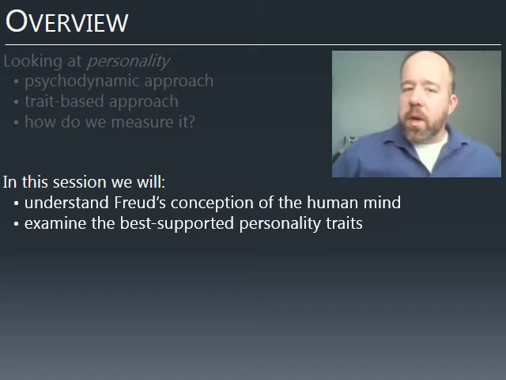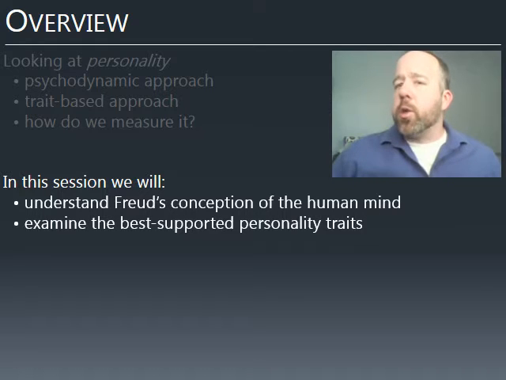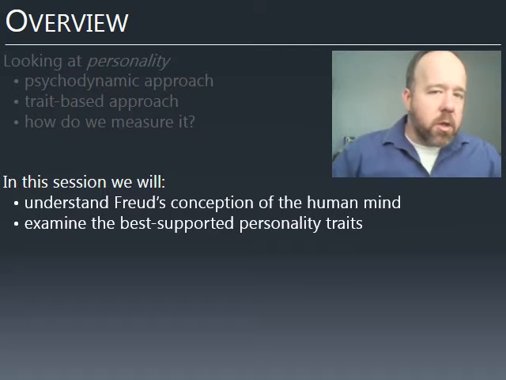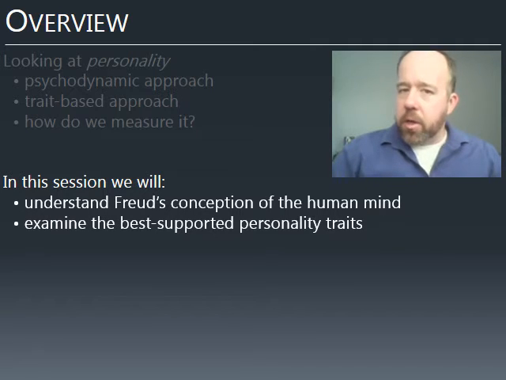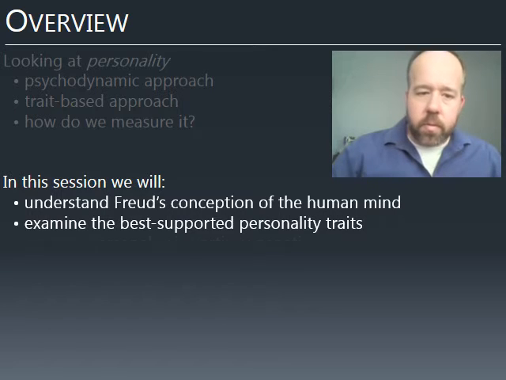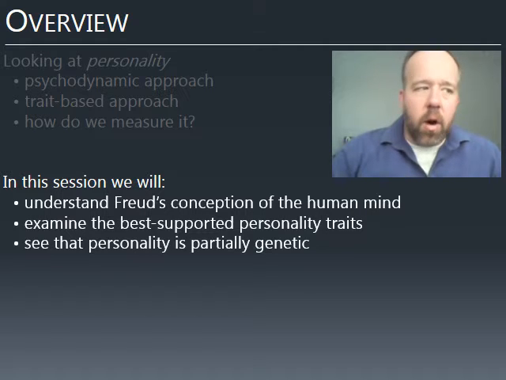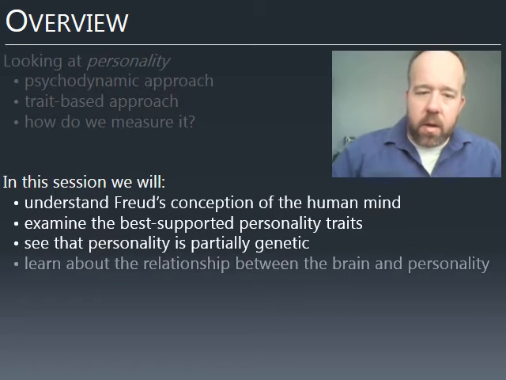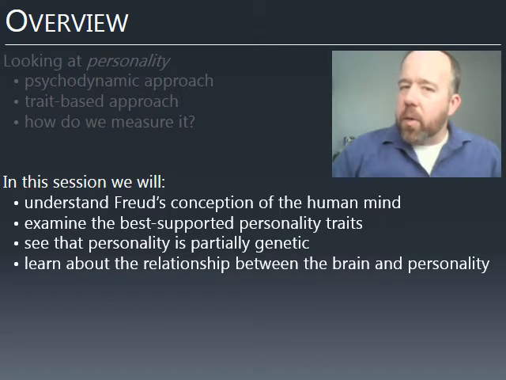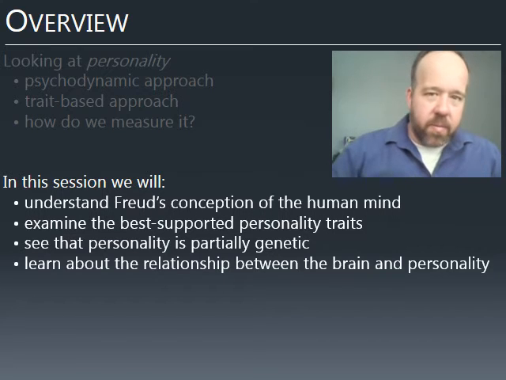We'll also look at that trait-based approach, and there are many such theories, many such structures for personality that use the idea of traits. We'll talk about the most popular ones, and really psychology has settled on one in particular that is really widely used. We'll also look at influences on personality. We'll see that there are biological substrates for a person's personality. And we're also going to look, as always, at the brain and see what the brain has to do with personality.